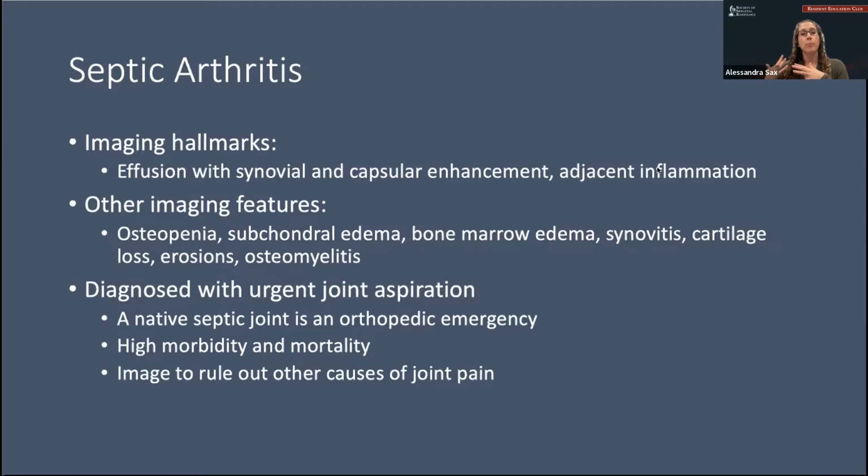So a native septic joint is one of our orthopedic emergencies. It takes just 24 hours for the cartilage to start getting destroyed. So this is something that usually just requires a call just to make sure that the orthopedic surgeon, or at least the emergency physician, who can then relate to the orthopedic physician, that this needs to be aspirated. And this usually really only gets imaged because they're ruling out other causes of joint pain, and the clinical suspicion for septic arthritis was kind of lower on their differential.